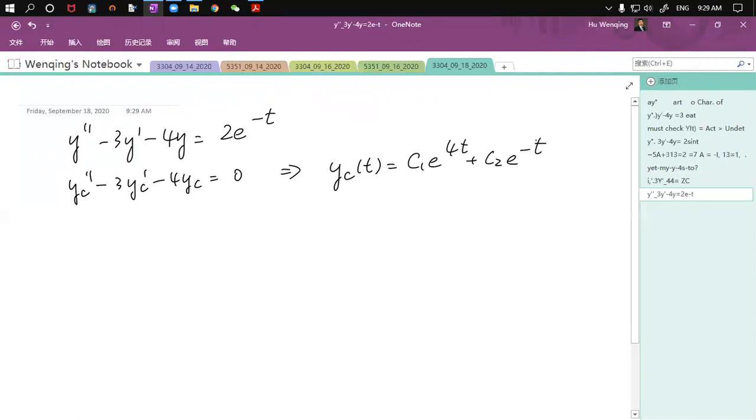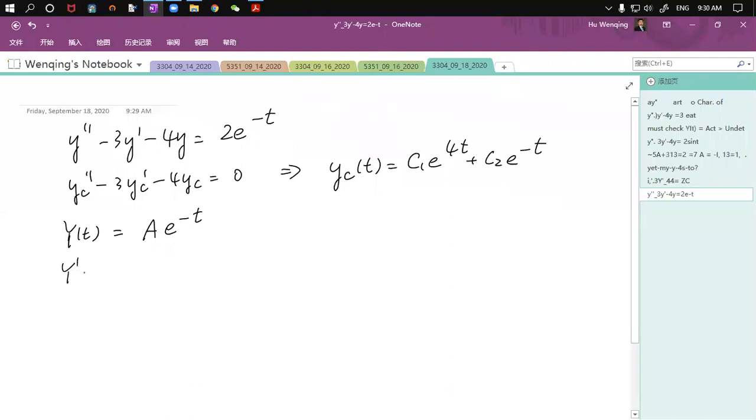Okay, so now we want to try a function capital Y of t. Of course, you want to try a times e to the power minus t, right? Because of the right-hand side, as we said in the basic principle, you should try an exponential function with the same exponent.